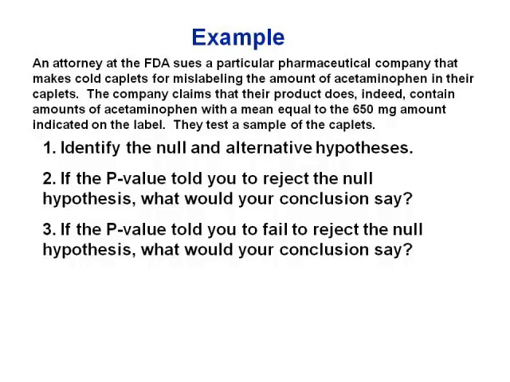Okay, so let's try another one. An attorney at the FDA sues a pharmaceutical company. The company claims that their product does contain amounts of acetaminophen with a mean equal to 650 milligrams. So their claim is that the mean equals 650. So we're going to do the hypotheses and then talk about the two different ways that the conclusion could turn out depending on the p-value that gets calculated. So maybe pause here and try that, and then I'll give you the answer.